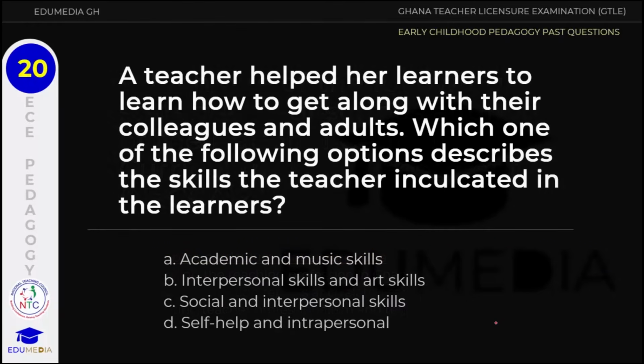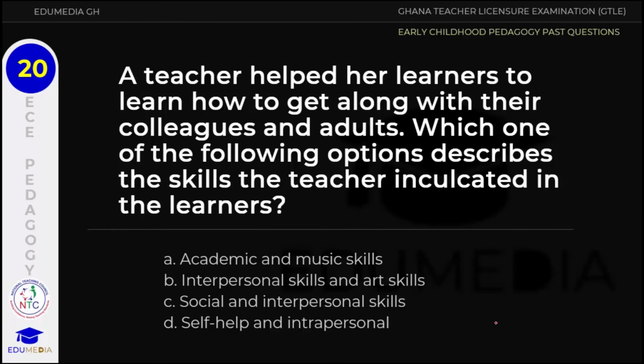Question 20. A teacher helped her learners to learn how to get along with their colleagues and adults. Which one of the following options describes the skills the teacher inculcated in the learners?